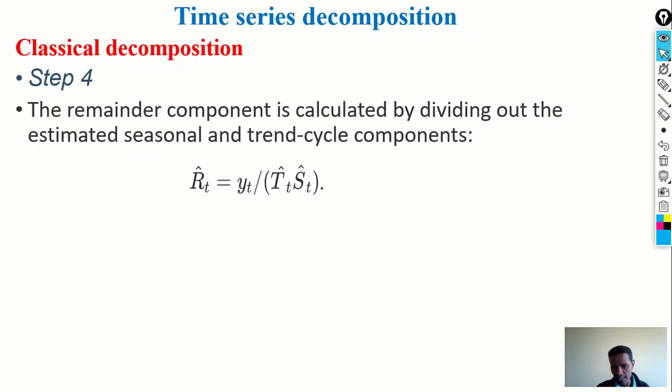And then finally, the remainder component R_t will be the division of the two. The outcome variable y divided by the trend cycle component multiplied by the seasonal component. So the division of the two will be used for calculation of the remainder component. So this is the way how the classical decomposition method decomposes time series data into different components by using either the additive method or the multiplicative method.